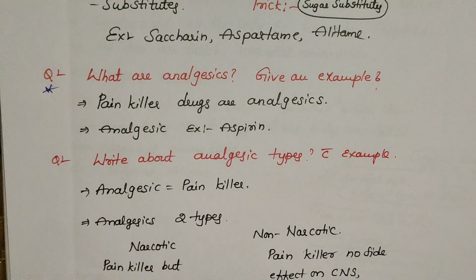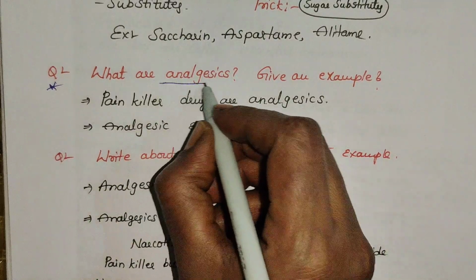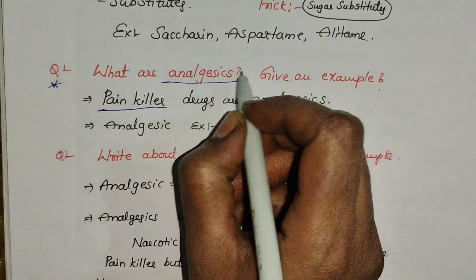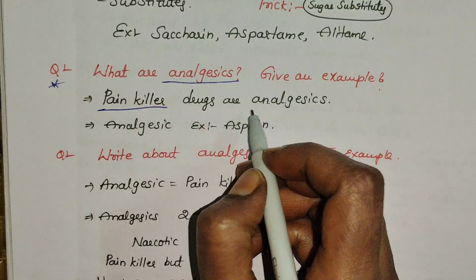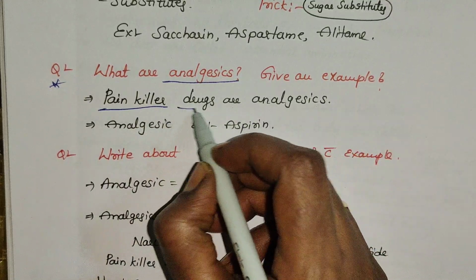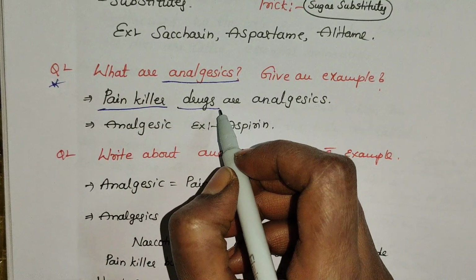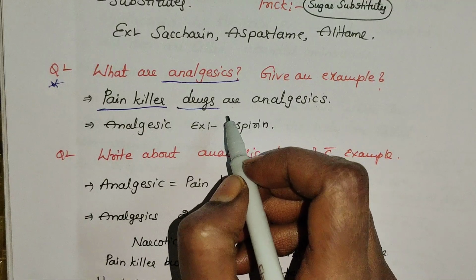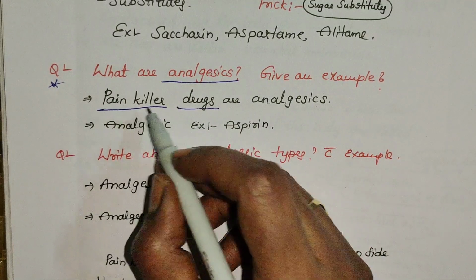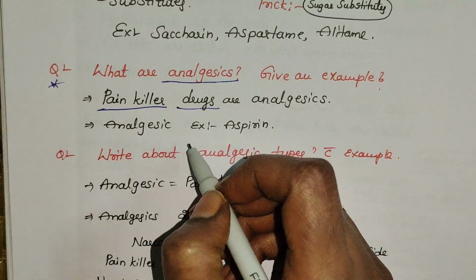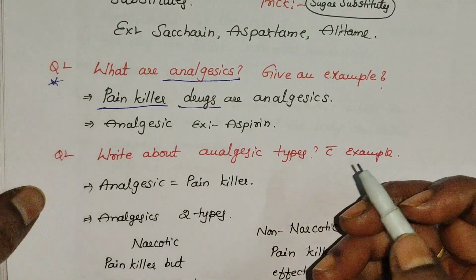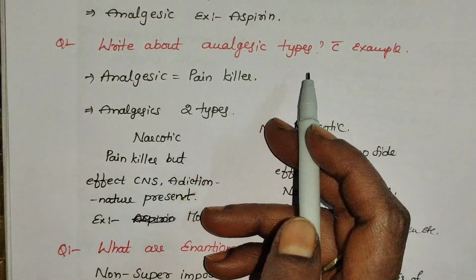And give an example. Simple, you have to remember one word definition: analgesic is nothing but painkiller. Painkiller drugs are called analgesic. Here drug is nothing but a chemical substance. Remember, it is a chemical terminology. Painkiller is nothing but an analgesic. Example: aspirin.